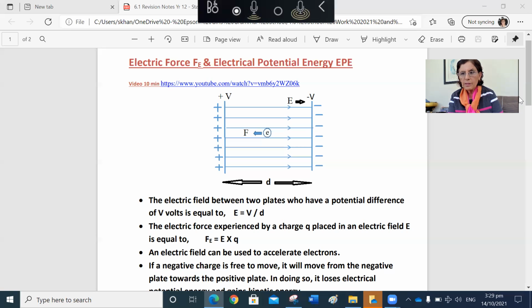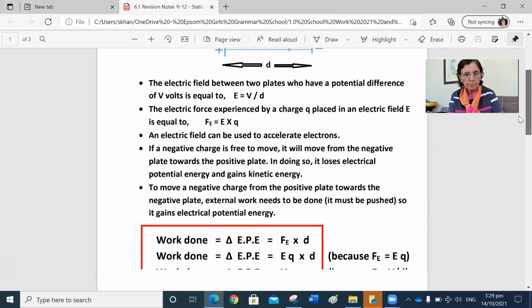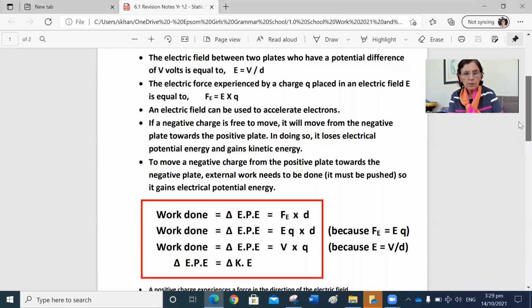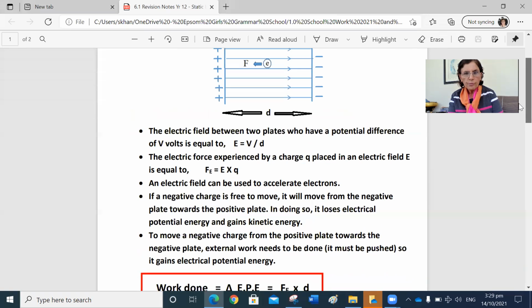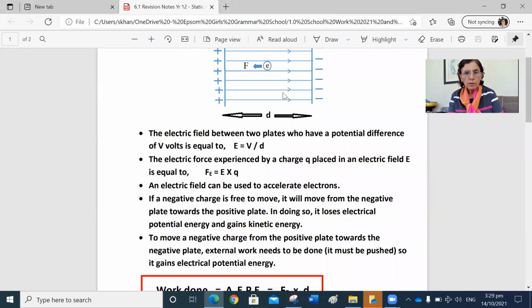And how much will be the size of the electrical potential energy? If this electron moves from here to there, the electric field is working on it. How much is the size of the work done? Work done will be force times distance. So if it was here and it moves a distance d, then work done will be force times distance.